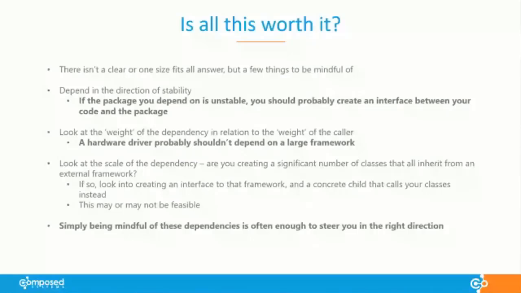Is it that you're dependent on it because of one method call in one spot, or is it that you have 50 classes that all inherit from some base class in an external framework? If that's the case, changing that dependency is going to be a nightmare. If you ever wanted to use a different framework, you're going to be in a tough position because that dependency is so throughout your code and so heavy that any moving away from it is going to be very difficult.